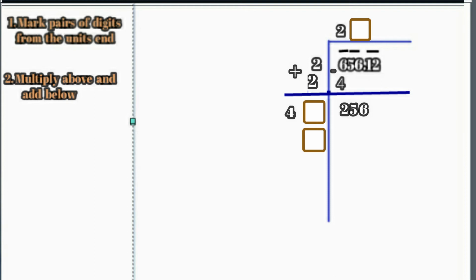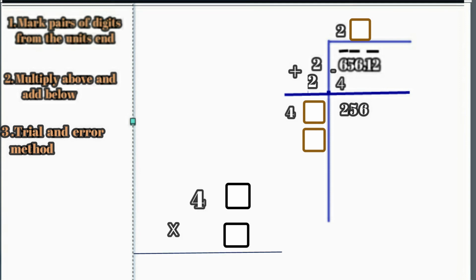The next step is very interesting. We use trial and error to find the digits in the boxes. The product of two numbers will give the same number 256 or a number lower than 256. This is how the product should look. What number do you think we can write in the boxes to get 256 or a number below 256 as the product? Remember, the digits in the boxes have to be the same. Let's check.